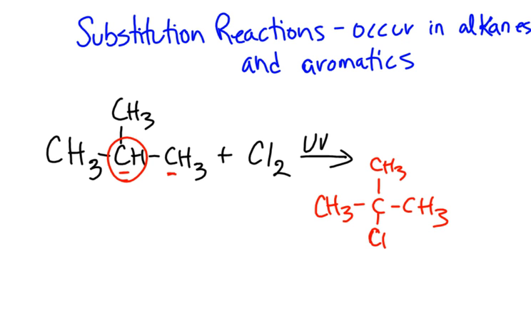So that's a 2-chloromethylpropane. Or it could bond to a terminal carbon, and it's going to produce CH3, CH3, CH2, Cl, and we're going to end up with 1-chloromethylpropane. And we can develop isomers doing this process.